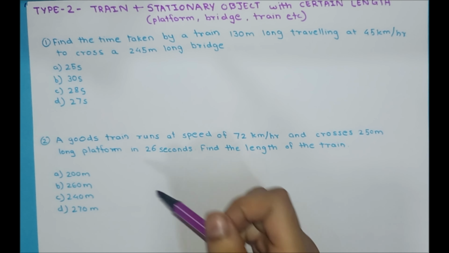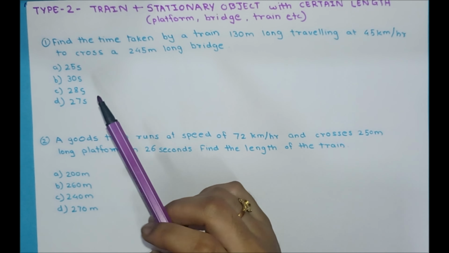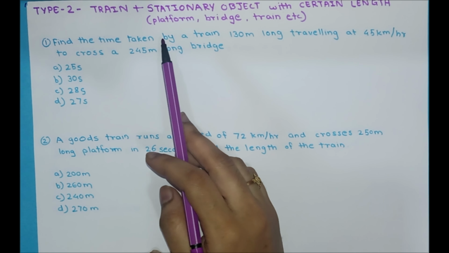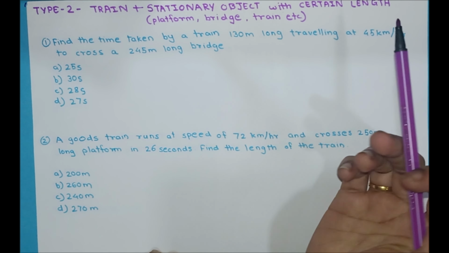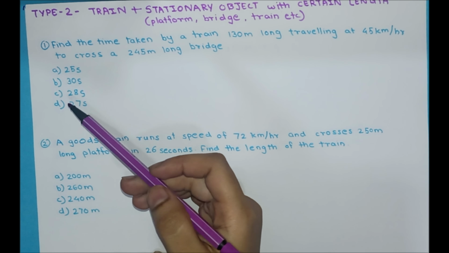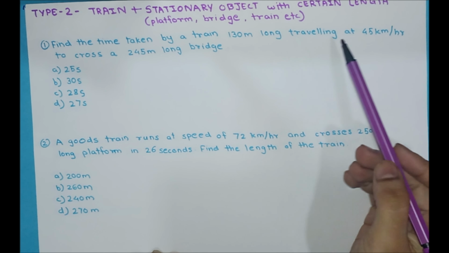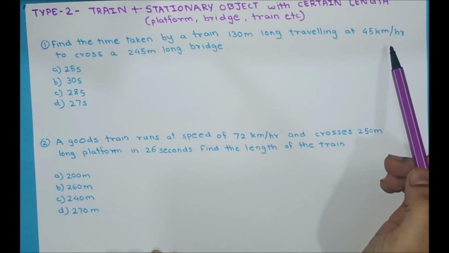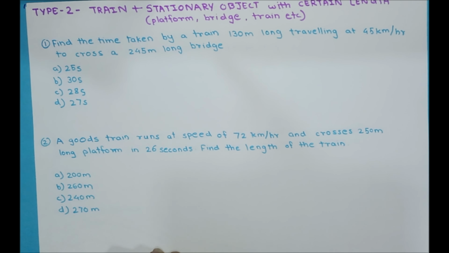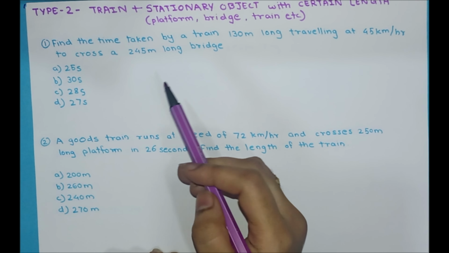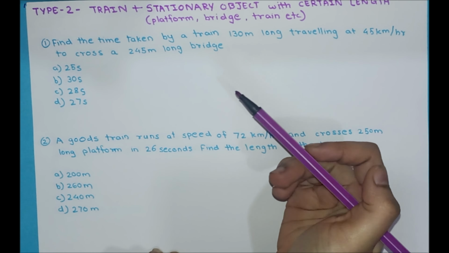The second type, in which you have been given a train and the stationary object has certain length. The stationary object is like a platform, a bridge, a stationary train, or it can be even a tunnel. So the question is like, find the time taken by a train 130 meter long traveling at 45 km per hour to cross a 154 meter long bridge. So in this case, for the distance, you have to add the length of your train and the length of the given stationary object.